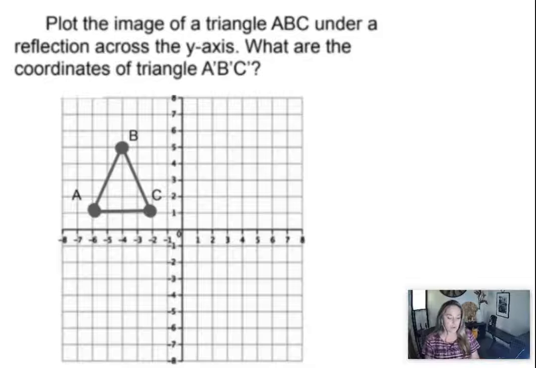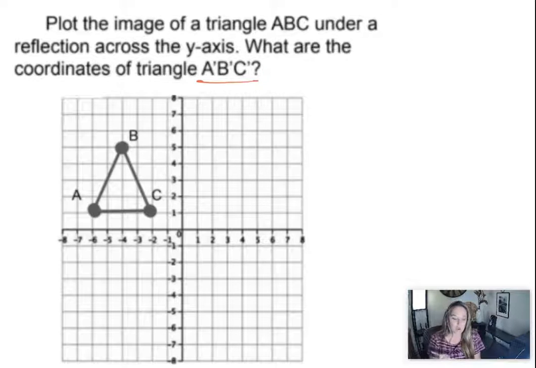So this question says, plot the image of triangle ABC under the reflection across the y-axis. And then they want to know the new coordinates. So those are A prime, B prime, and C prime. Remember the other day we talked about translations, and the new ordered pairs, the new coordinates, are going to have those little lines on them, the prime: A prime, B prime, and C prime. Those are the new ones.